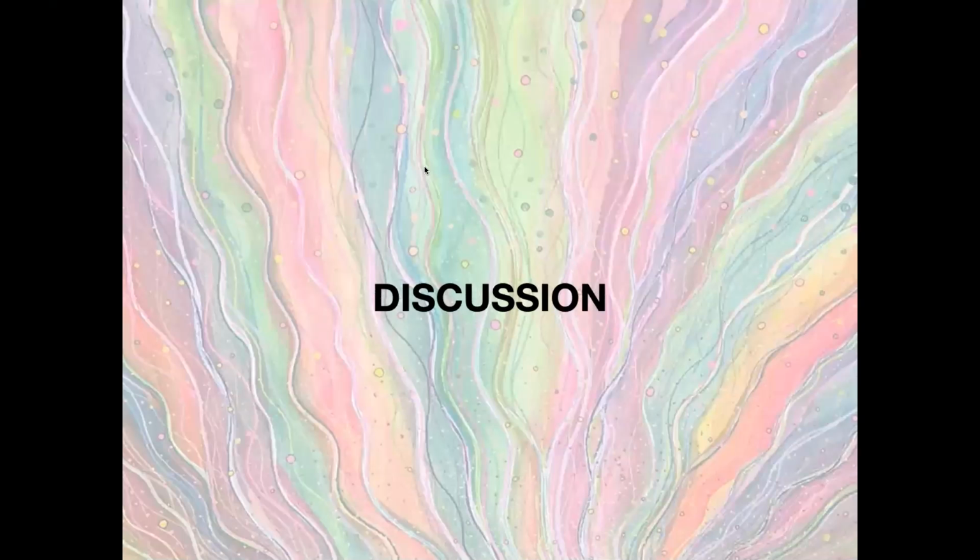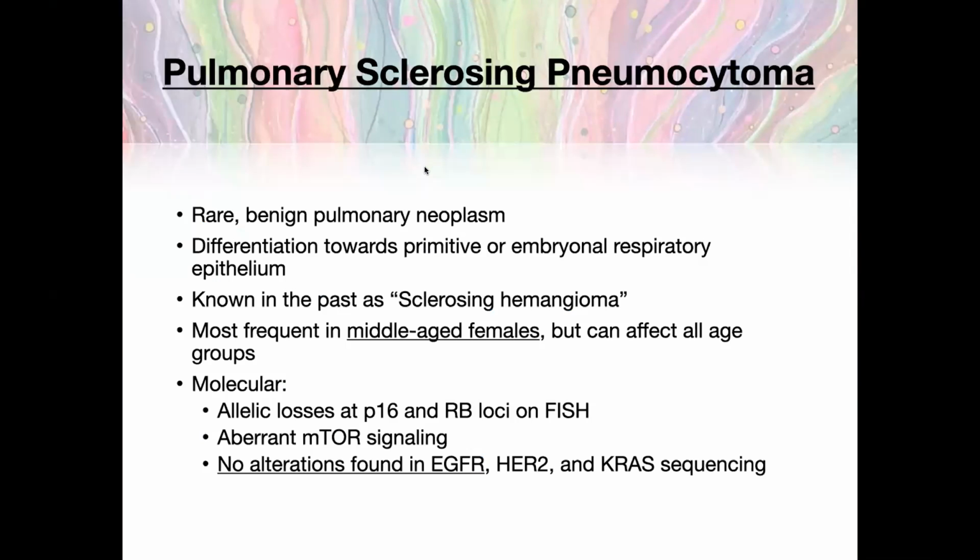We will now discuss pulmonary sclerosing pneumocytoma. This is a rare benign pulmonary neoplasm with differentiation towards primitive or embryonal respiratory epithelium. The surface cells have resemblance to pneumocytes. It was known in the past as sclerosing hemangioma prior to the WHO 2015 update and renamed to sclerosing pneumocytoma, as the original name is a misnomer, named so because it had a morphologic similarity to the dermatopathology lesion previously called sclerosing hemangioma, now known as dermatofibroma.